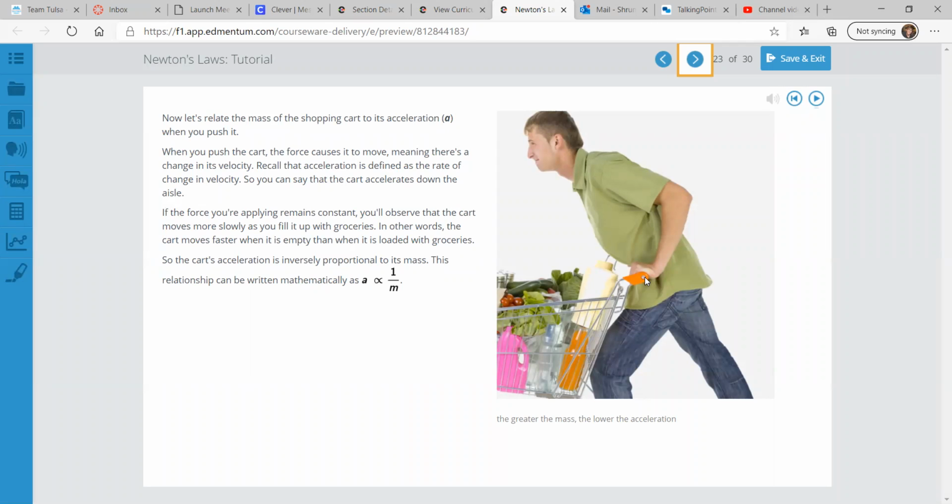If the force you're applying remains constant, you'll observe that the cart moves more slowly as you fill it up with groceries. So another way to put that is the cart moves faster when it is empty than when it is loaded with groceries. So the cart's acceleration is inversely proportional to its mass. So we can write that as a is inversely proportional to mass, or 1 over mass.